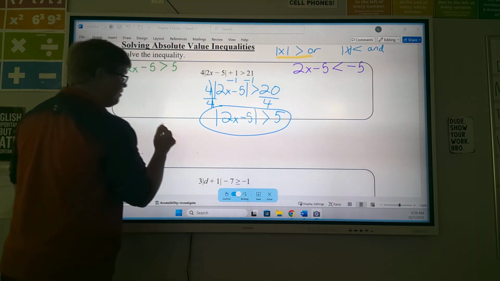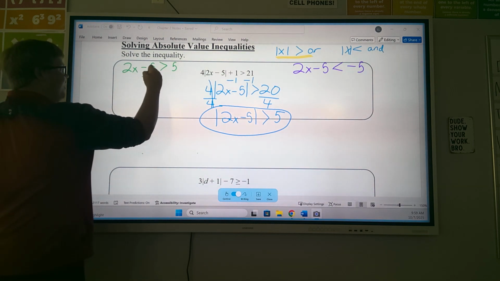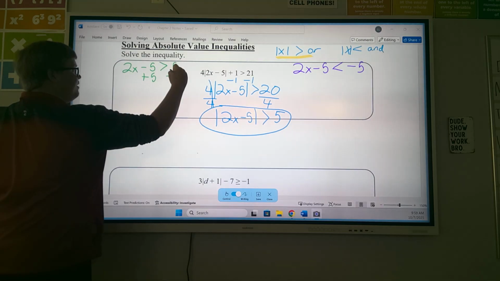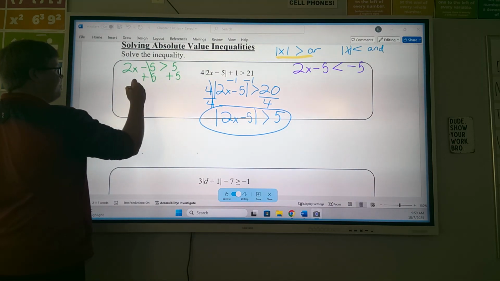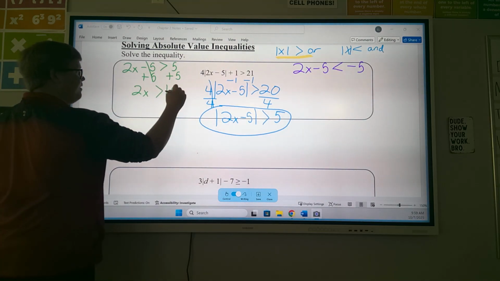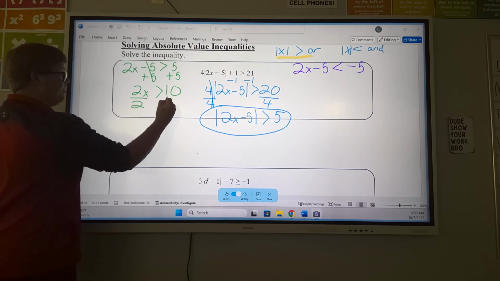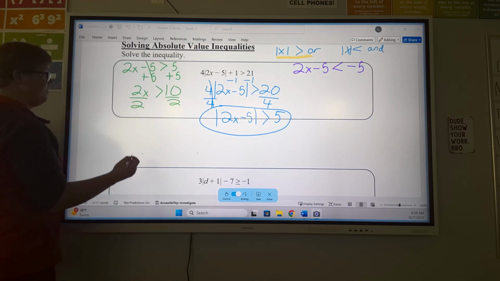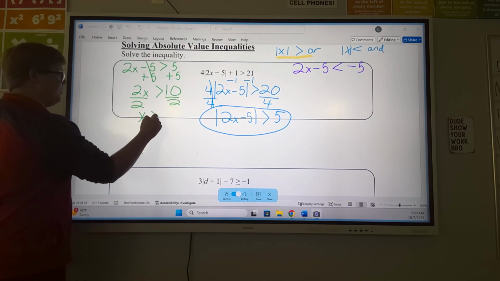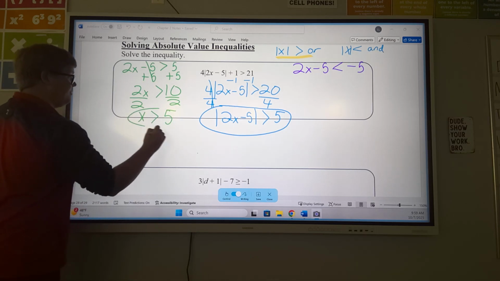The one on the left, our original equation, all we have to do to get x by itself is add 5 to both sides, which cancels that out. We have 2x is greater than 5 plus 5, which is 10. Now to get x by itself, we have to divide by 2. And we are left with x is greater than 5. That is one of our answers.